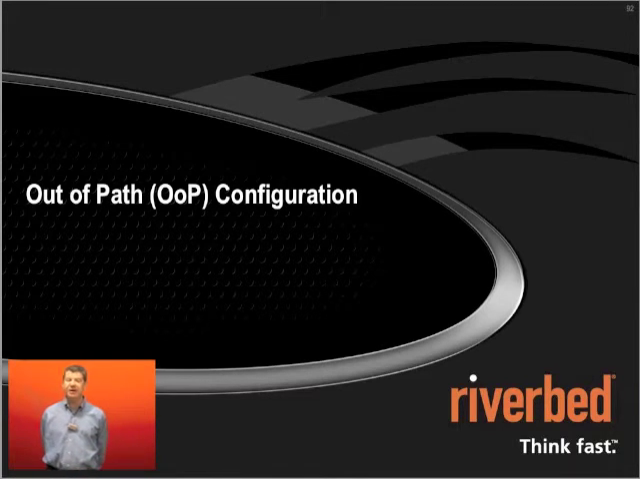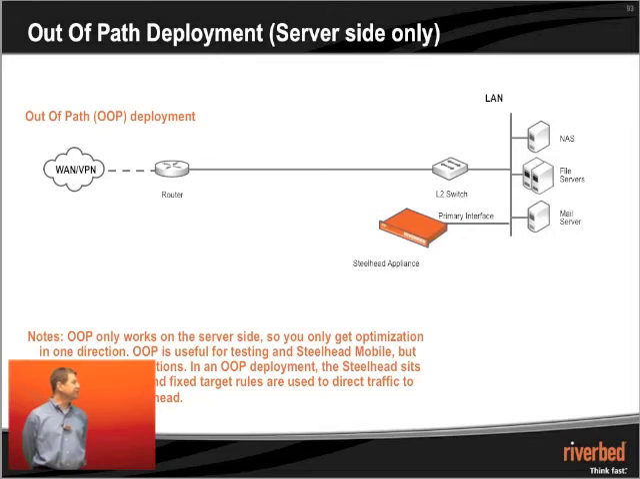So we've talked about in-path, physical in-path configurations. We've also talked about logical in-path configurations. Now we're going to talk about out-of-path, or what's commonly known as server-side out-of-path. We refer to it as server-side out-of-path because this only works on the server side. You cannot have an out-of-path configuration on the client side, because the client side is where the auto detection of the steelheads occurs using the three-way handshake.